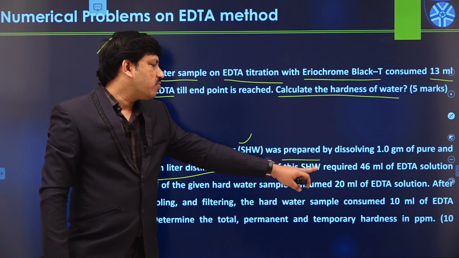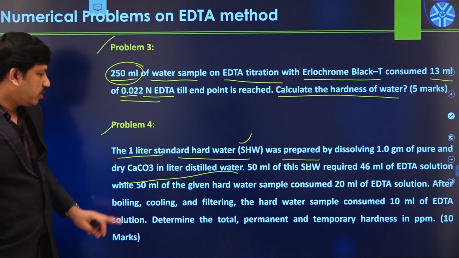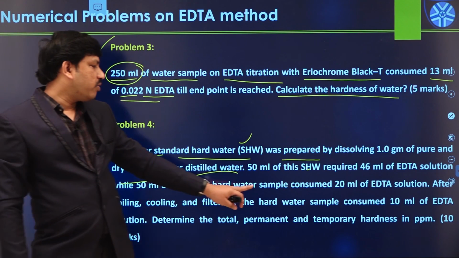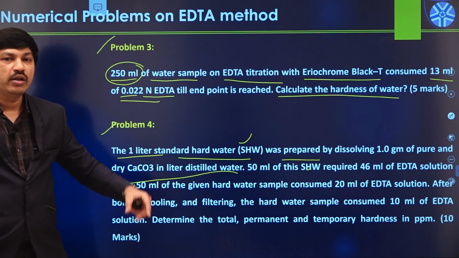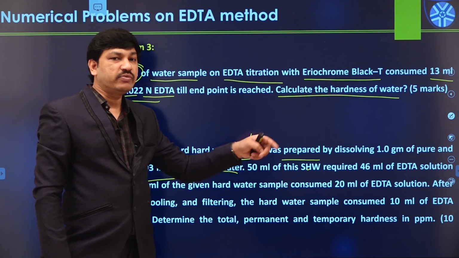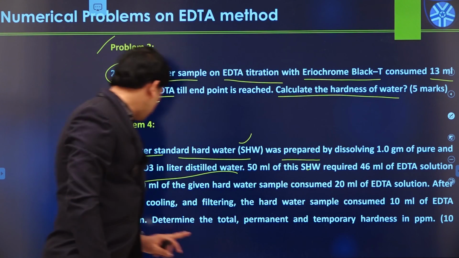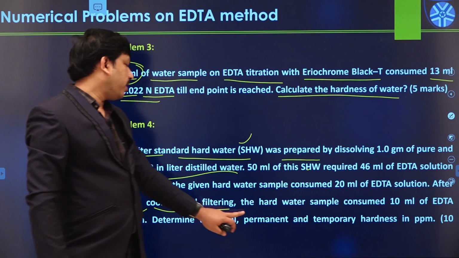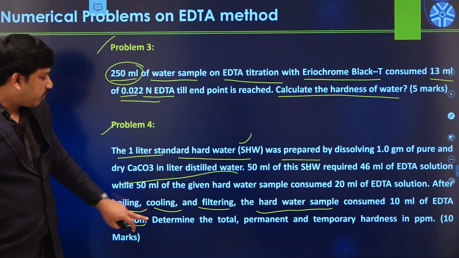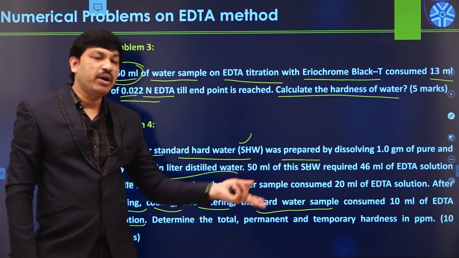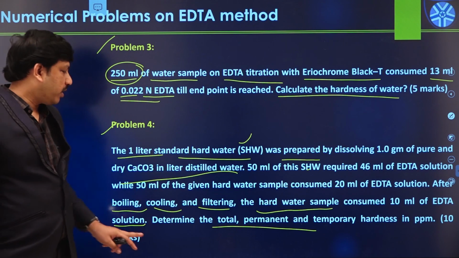50 ml of standard hard water, SHW meaning standard hard water, requires 46 ml of EDTA solution, while 50 ml of the given hard water sample requires 20 ml of EDTA solution. So from these two statements, we can calculate the concentration of EDTA solution as well as the total hardness of the given water sample. And from the third statement, after boiling, cooling and filtering, the hard water sample requires 10 ml of EDTA solution. So from the fourth statement, we can calculate the permanent hardness value. So finally, we will be able to get the total, permanent and temporary hardness of the given water sample.